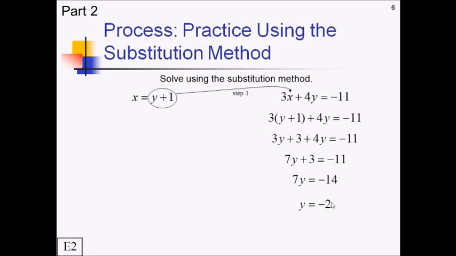Don't forget to plug back in. So this equation where the variable is already isolated that we're looking for, let's just plug the negative 2 in here. So that'll be x equals negative 2 plus 1, or negative 1. Our point then, our solution, is negative 1, comma, negative 2.